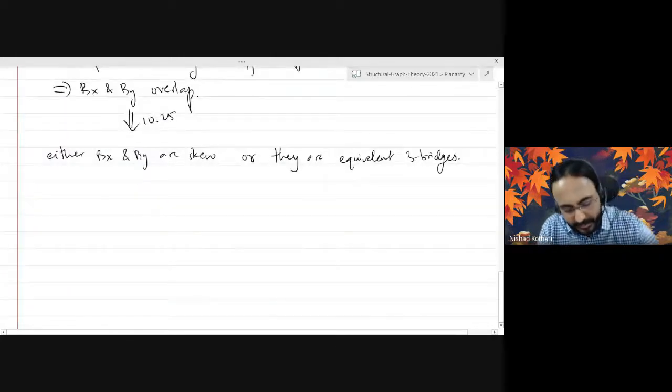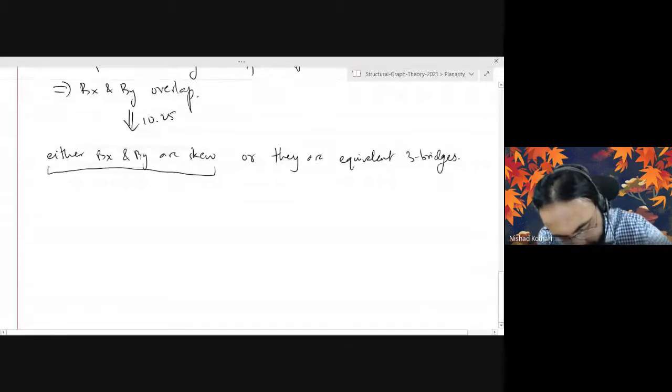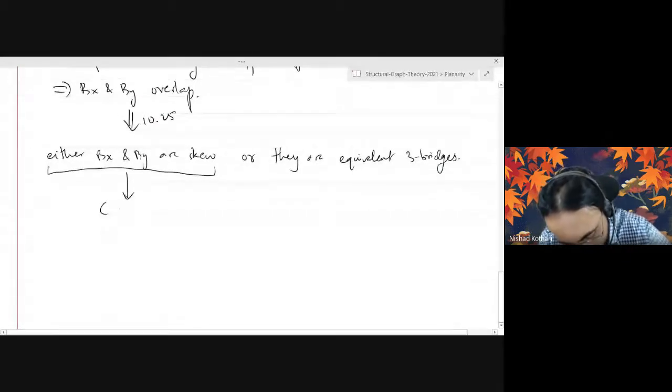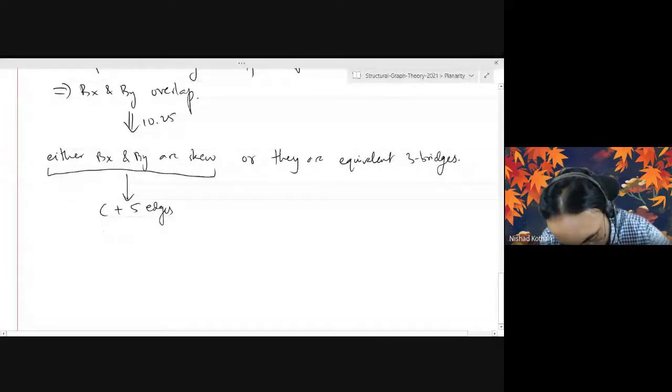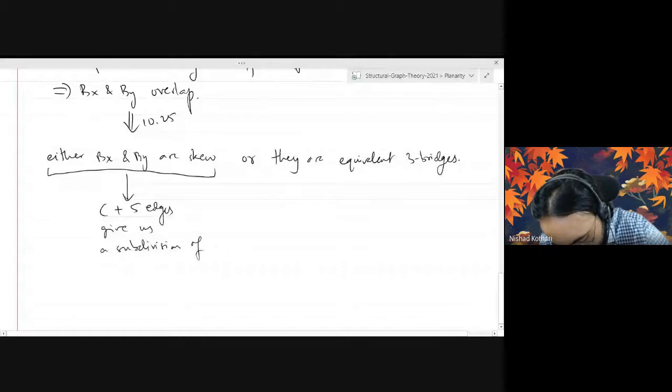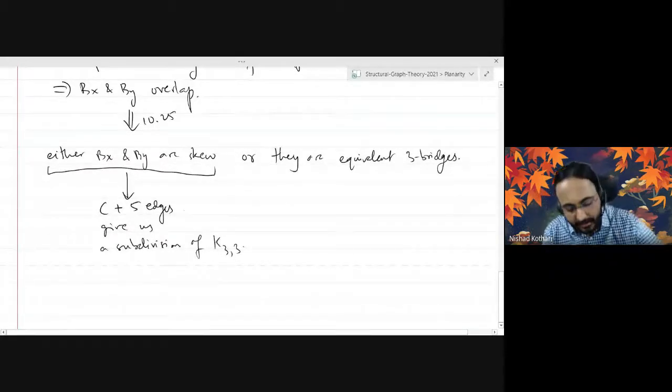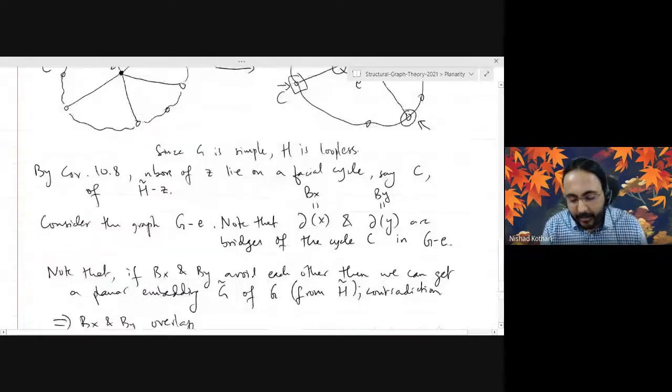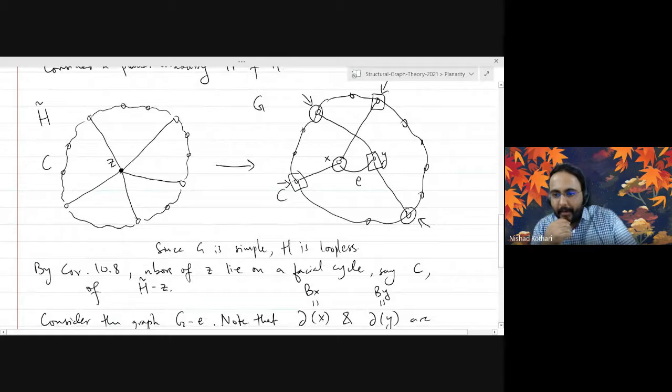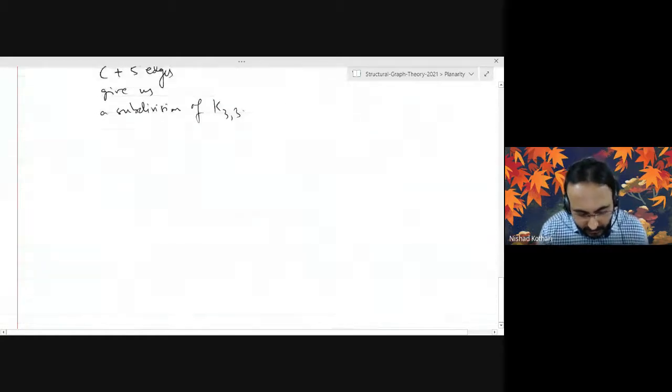So I'm not going to write down all of this, right? So the cycle C plus five edges give us a subdivision of K33, right? And notice that these five edges definitely include the edge E, because without the edge E, our graph would anyway be perhaps planar. So we need the edge E and the other four edges joining X and Y to the four attachment vertices that we have found. Okay, good.